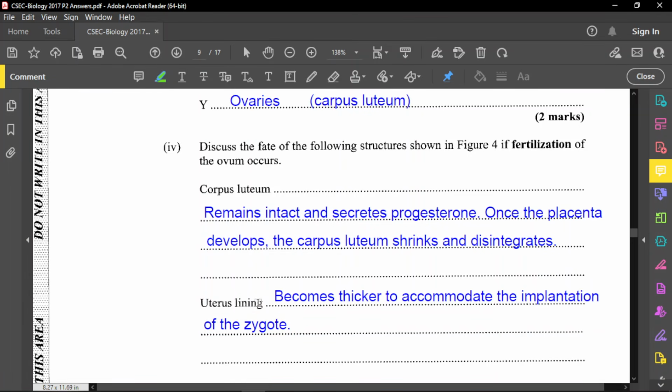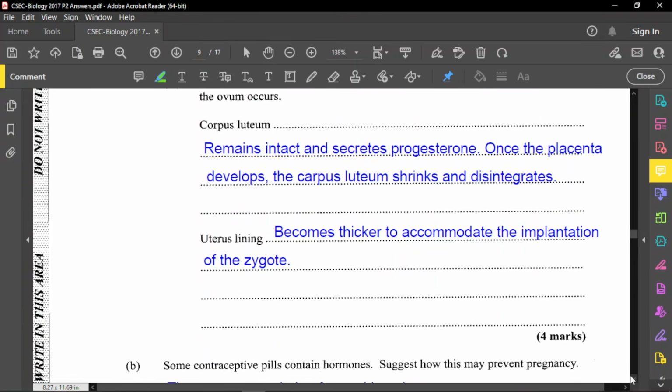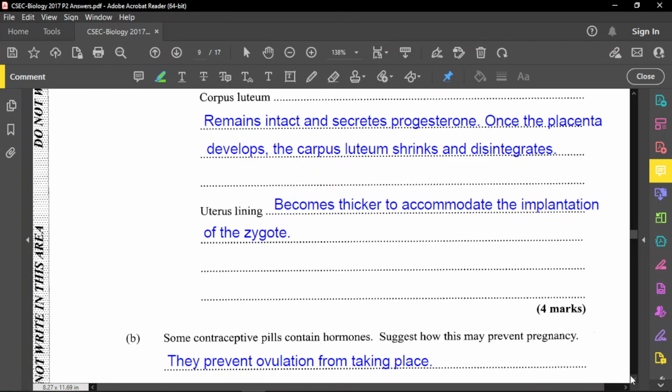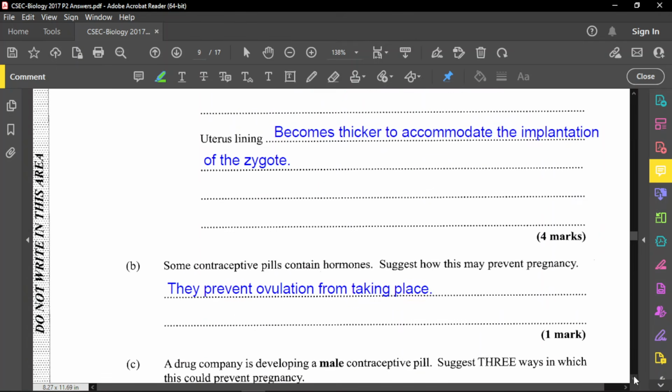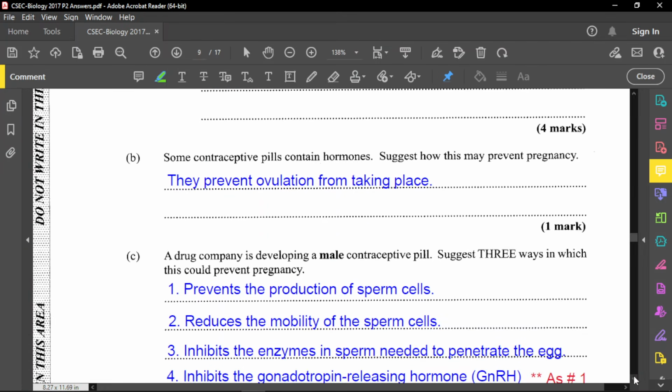Now the uterus lining, which is the endometrium they're talking about here, becomes thicker to accommodate the implantation of the zygote. So once fertilization takes place, the endometrium will become thicker, and that is really to accommodate implantation and development of the fetus as well as the development of the placenta. Of course, the opposite is true. If there's no fertilization, then the corpus luteum immediately starts to shrink, and the walls of the uterus will start or prepare to disintegrate.